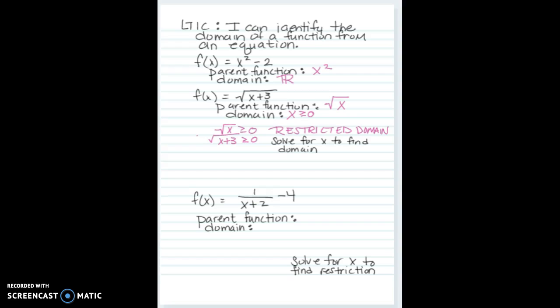So if we square both sides of that inequality, we have x plus 3 is greater than or equal to 0. We would then subtract 3 from both sides, and we have x is greater than or equal to negative 3. Therefore, the domain of the given function, f of x equals the square root of x plus 3, is x is greater than or equal to negative 3.